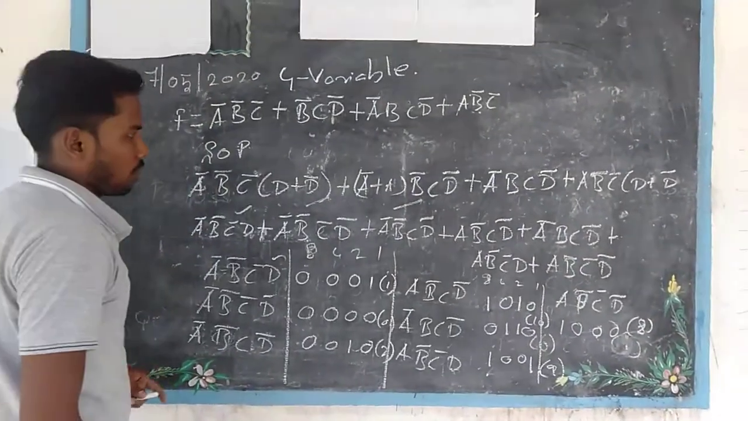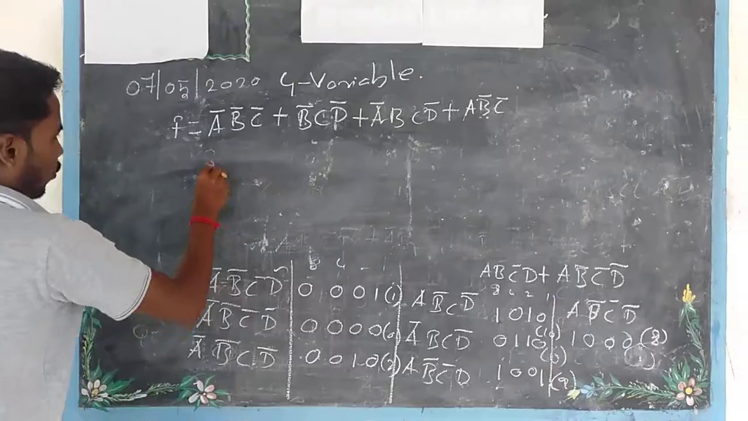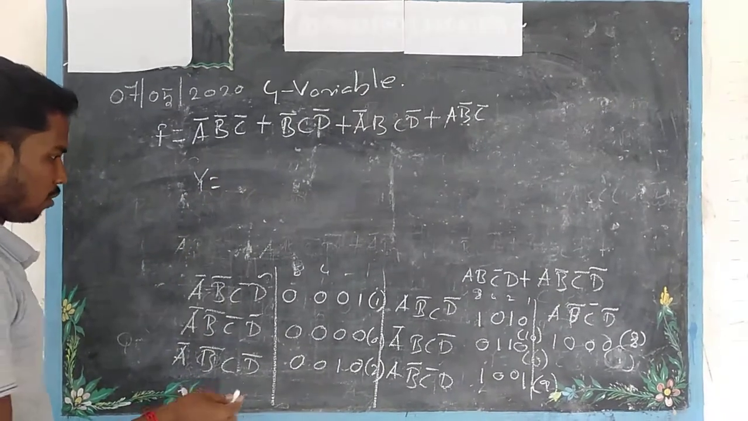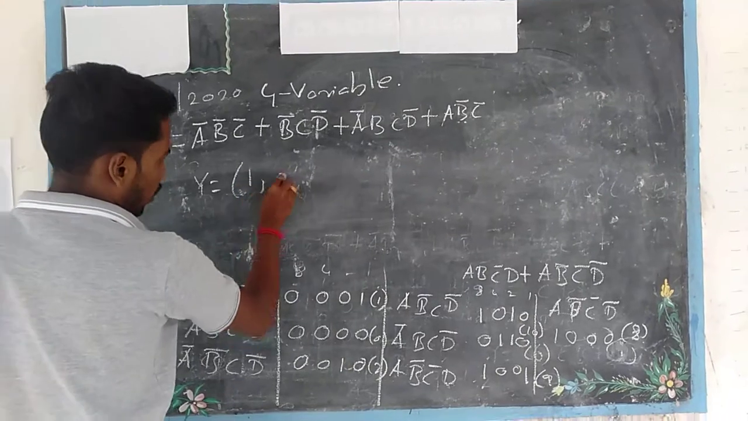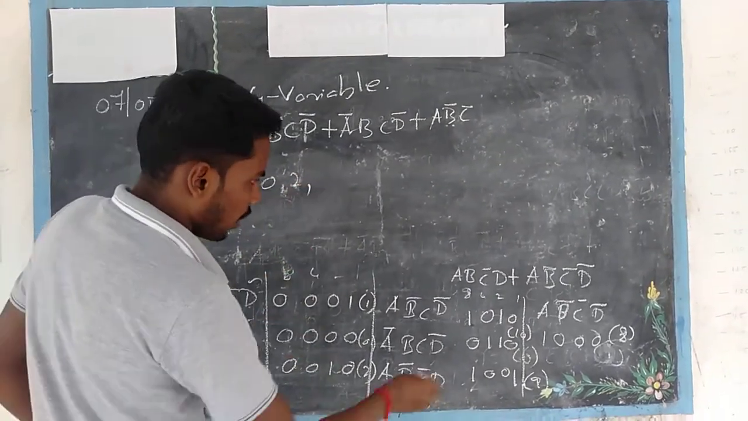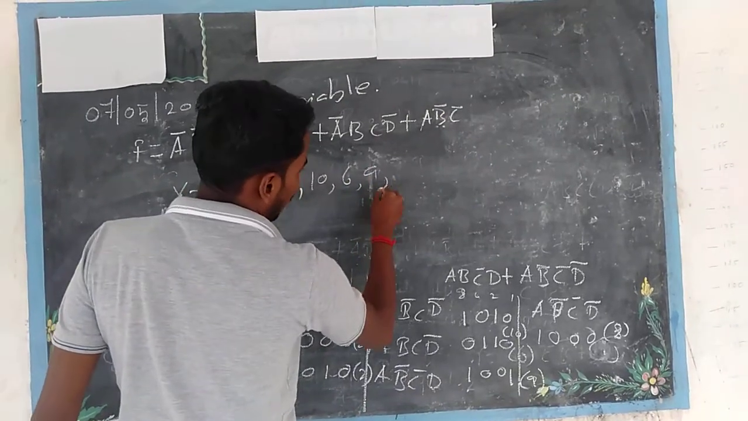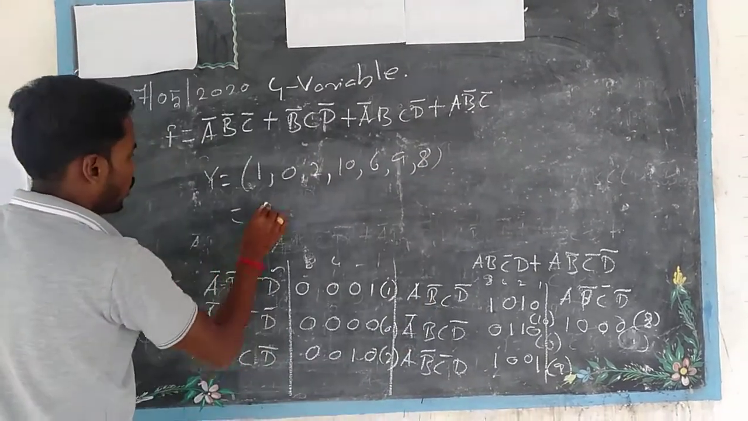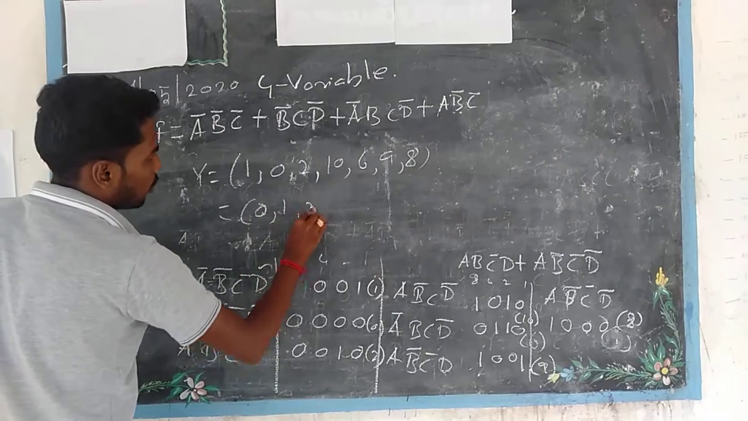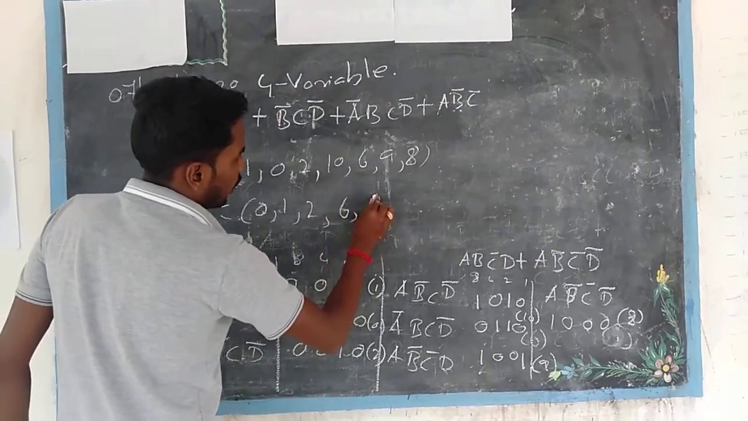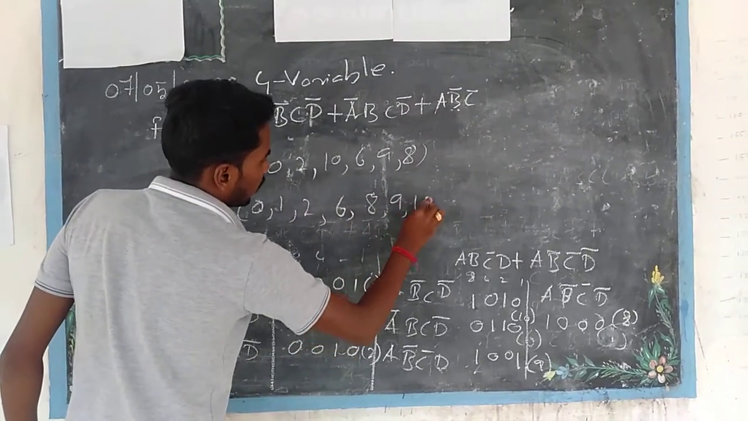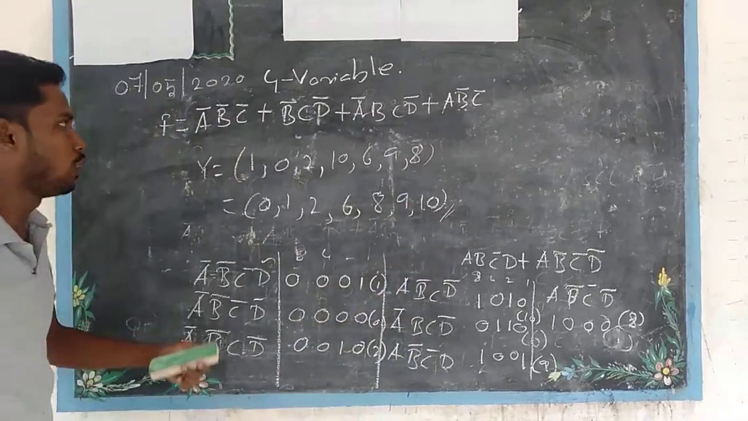We can arrange plus 1. Y is equal to the minterms 1, 0, 2, then 10, 6, 9, 8. We arrange them as 0, 1, 2, 6, 8, 9, 10. That is the minterms in this problem.